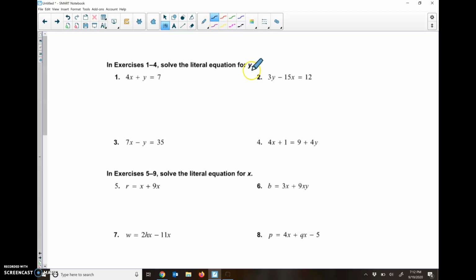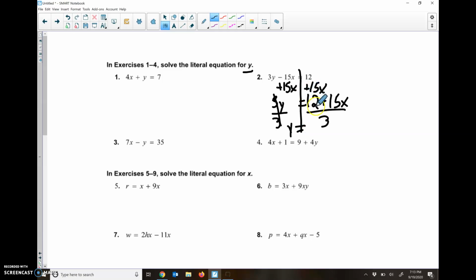Alright, so this one we are solving for y for these first couple ones. So if I look here, my y is on the left side and I have a negative 15x on the left side as well and equals 12. The 12 is on the right side of the equal sign. So I'm going to add 15x. So I'm left with 3y equals 12 plus 15x. And then there's also a 3 in front of that y on the left side that needs to go away. So I'm going to divide both sides by 3.